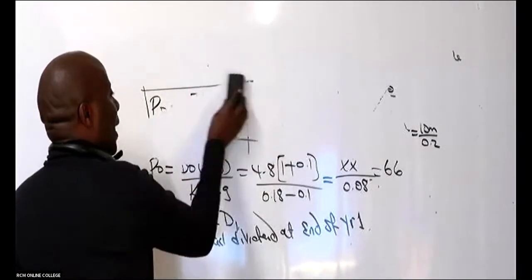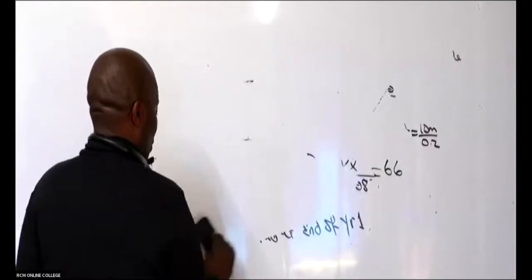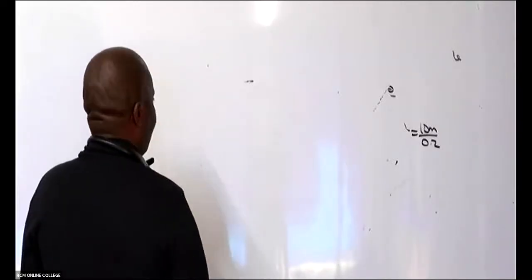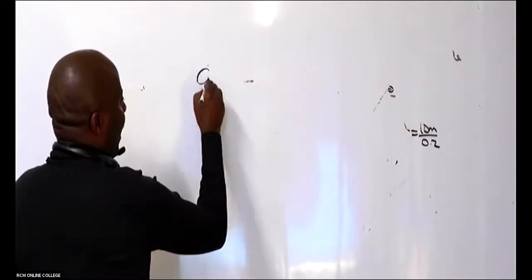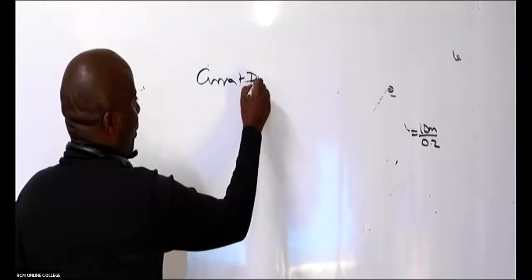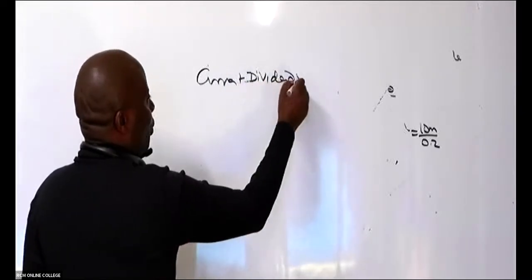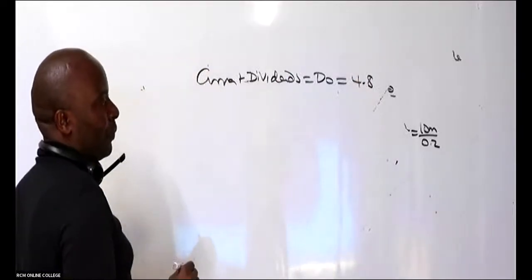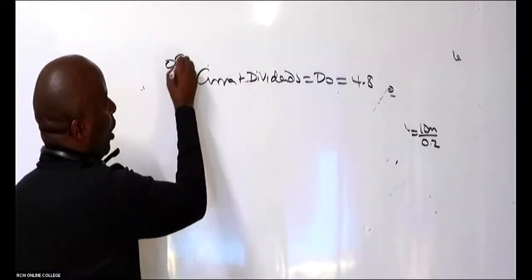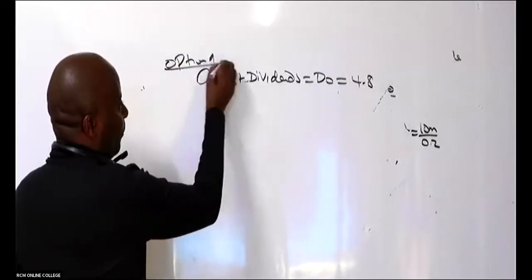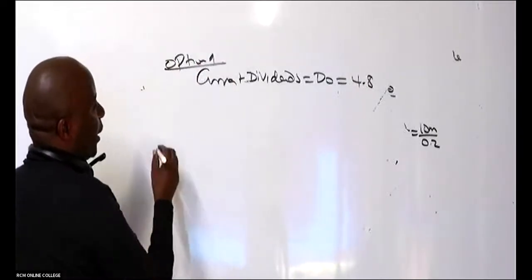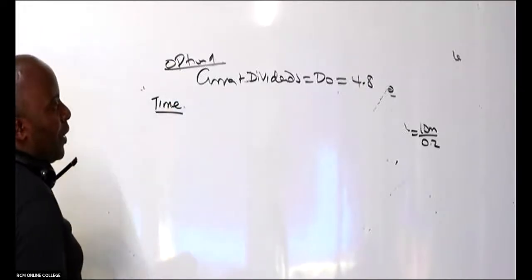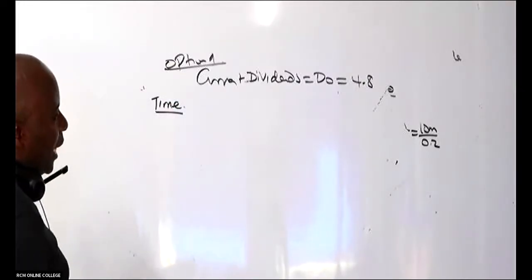Remember, we have current dividends. The current dividends, what we are calling our D0, is 4.8. So remember, this is option one. For option one, what I will do, I will come and write time.